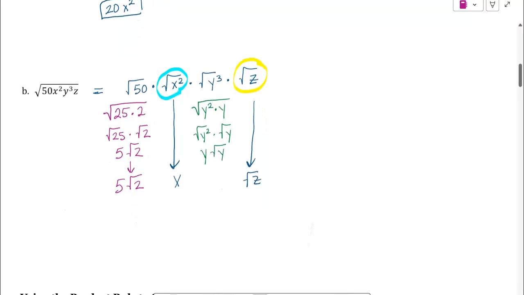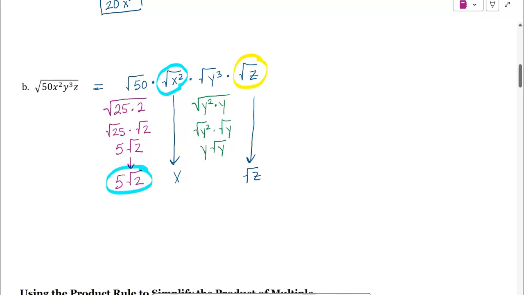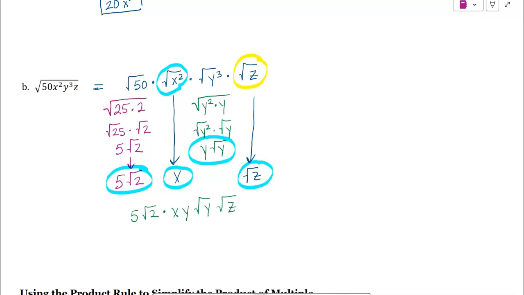So putting this all together, I think my overall answer is going to be 5 times the square root of 2. I have an x, I have a y, I have a square root of y, and I have a square root of z. For my final step, what I'm going to do is put everything that's still under a square root together, and then everything that's outside the square root together. So under the square root, I've got 2, y, and z. And this is my final answer.